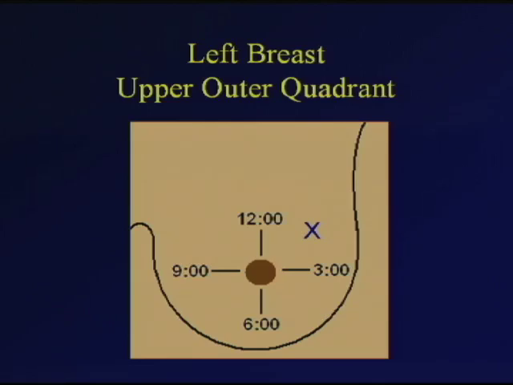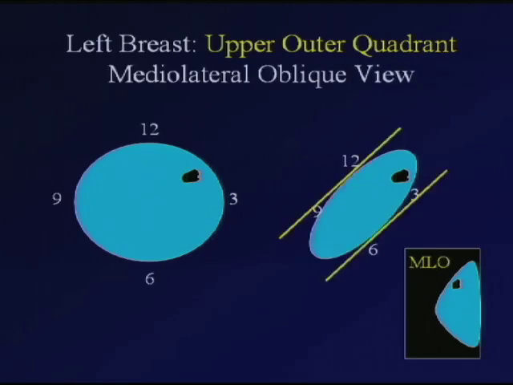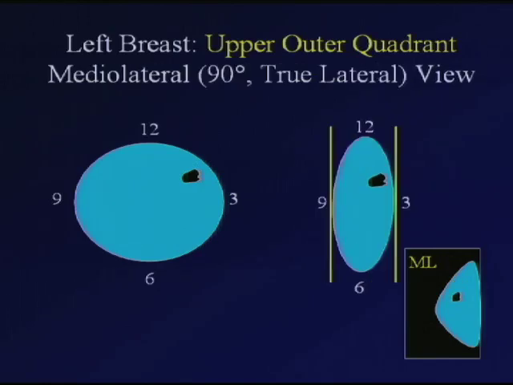Here we have a schematic showing a lesion in the upper outer quadrant of the left breast, somewhere between 12 o'clock and 3 o'clock. On our CC view, we compress anterior over posterior, and on the mammogram, the lesion will be off to the side, off to the lateral side. On the MLO view, it'll appear to be in the upper breast. But if we do a 90-degree lateral view, while it still will be upper, it may not appear quite as high in the breast as it did on the MLO view.